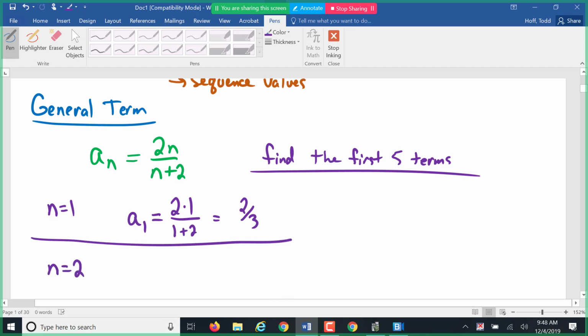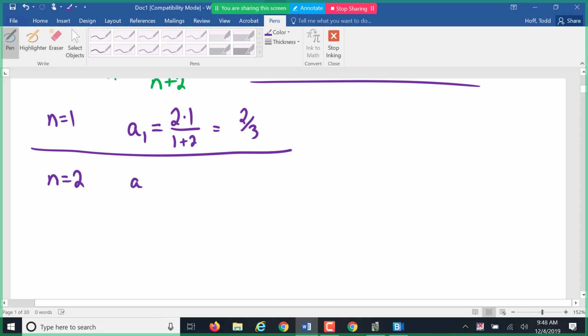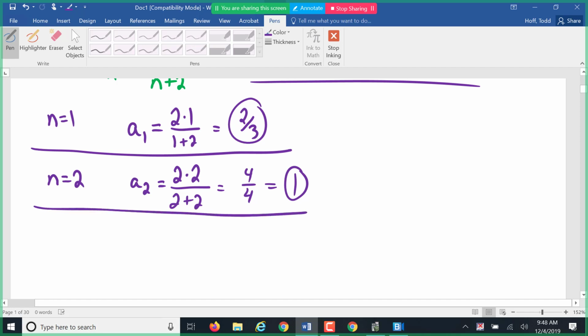For n equals 2, a_2 is going to equal 2 times 2 over 2 plus 2, which is 4 over 4, or just 1. n equals 3. a_3 is 2 times 3 over 3 plus 2. Well, 2 times 3 is 6, 3 plus 2 is 5, so that's 6/5.